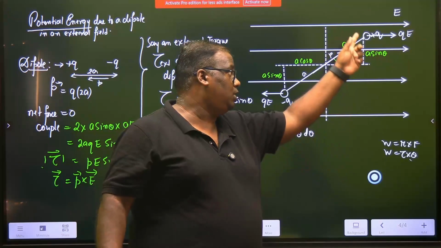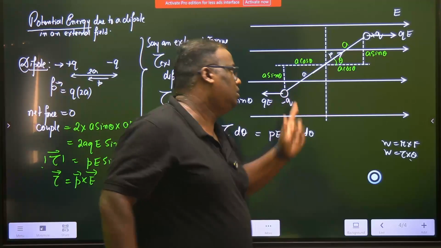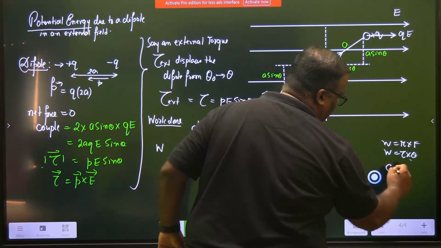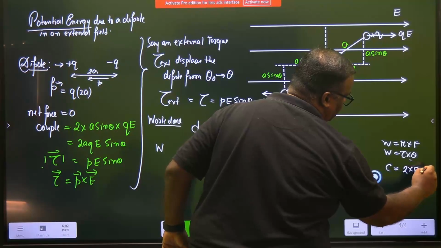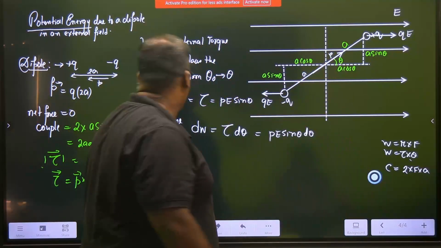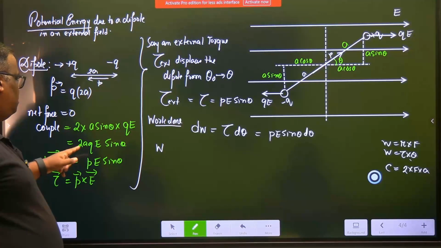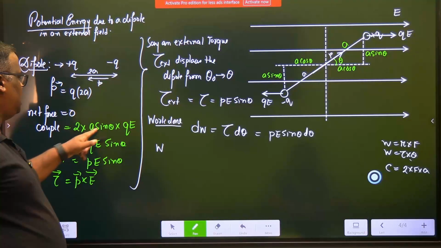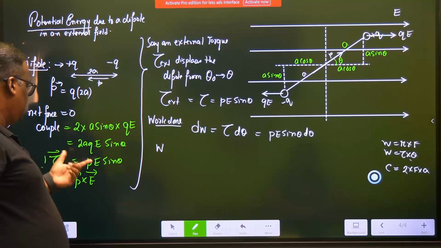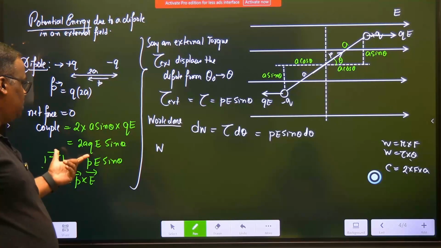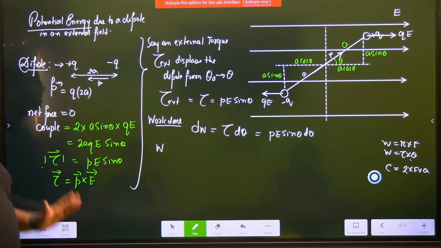A couple is when two forces are separated by a distance. What is the value of a couple? It is given by the force multiplied by the separation. The force is QE, and the separation is 2a sine theta. This is nothing but the torque that you studied. The torque is given by PE sine theta, or P cross E. Clear? Torque is a vector quantity.